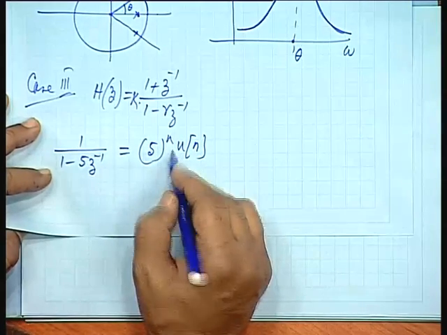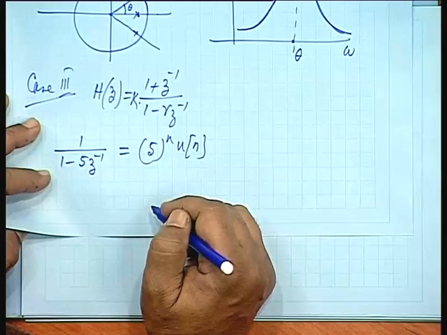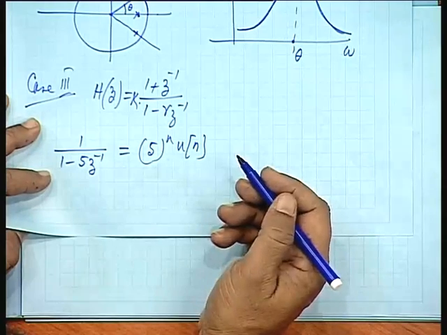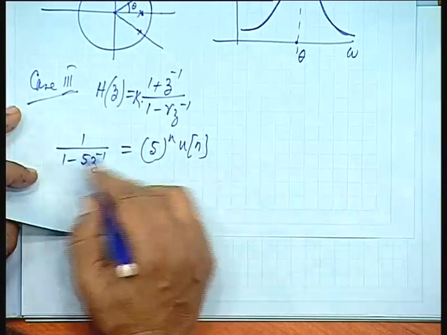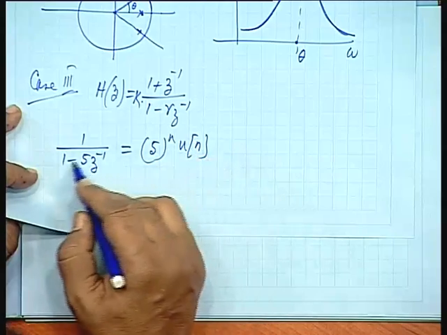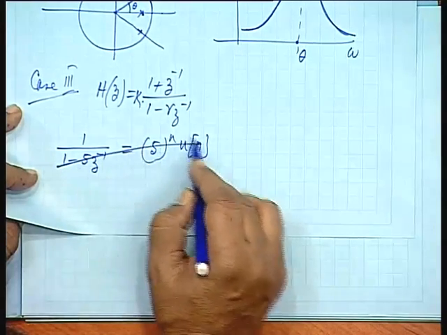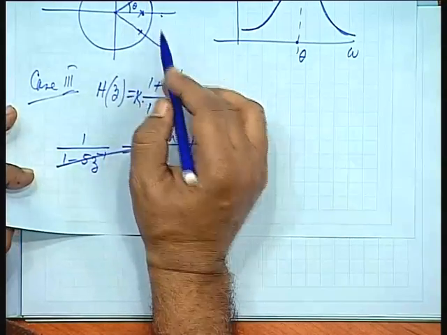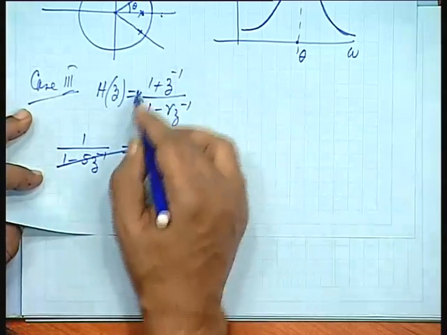Inverse means it is the impulse response. So, the impulse response is unbounded. Okay. So, it is an unstable system. So, we do not want poles to be located outside the unit circle. Now, this is the function.